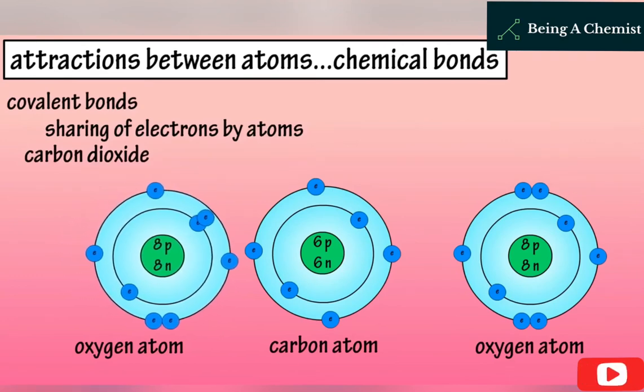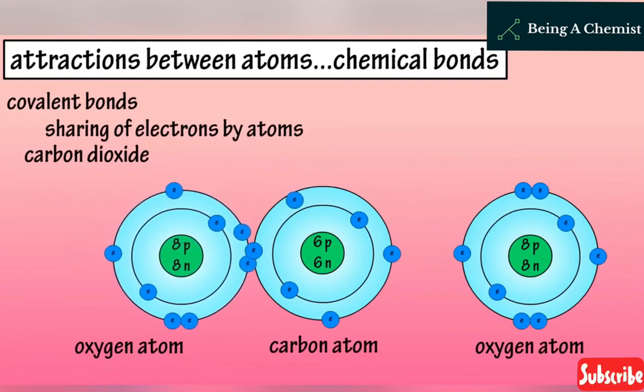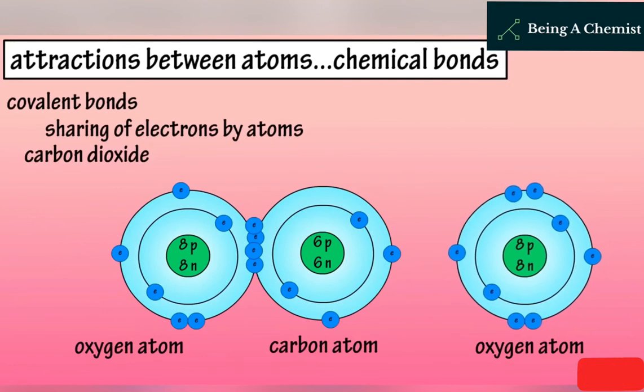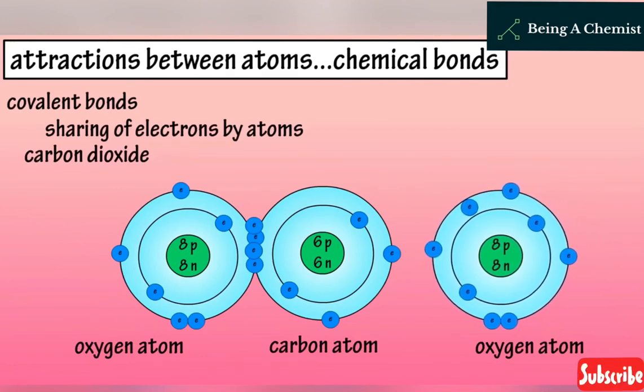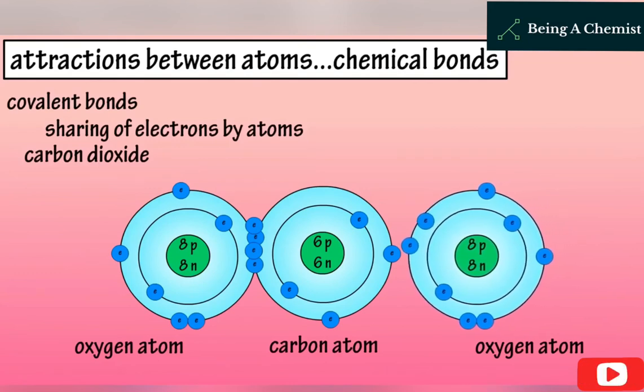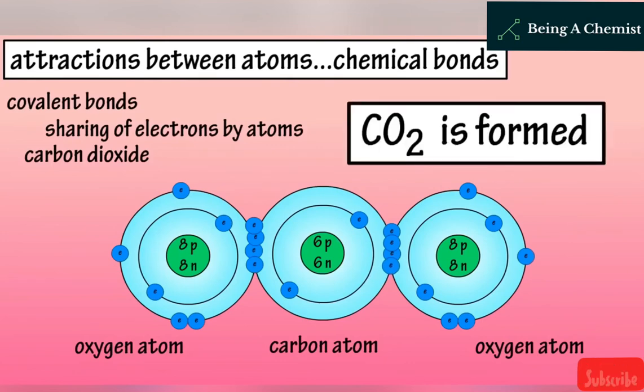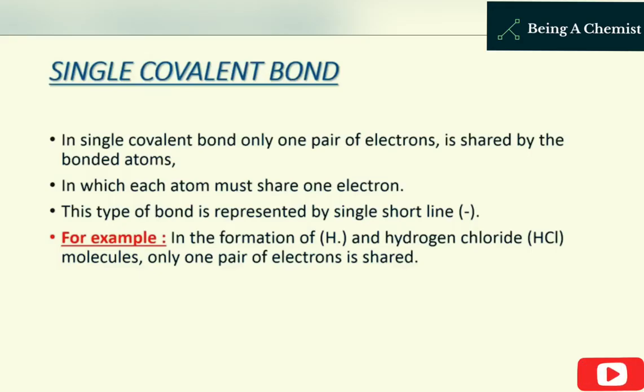So therefore, as you can see, an oxygen atom will share 2 electrons and carbon will share 2 electrons as well, and the other oxygen atom will also share 2 electrons with the carbon atom, as a result of which the carbon atom will get 4 electrons in its outermost shell, and both oxygen atoms will get 2 electrons in their outermost shell, as 8 electrons are required to form a stable structure, as a result of which CO2, that is carbon dioxide, is formed.